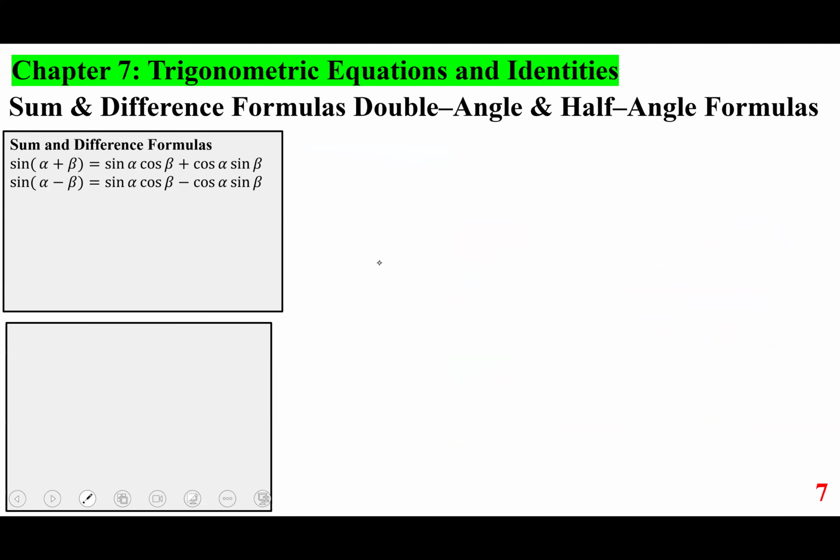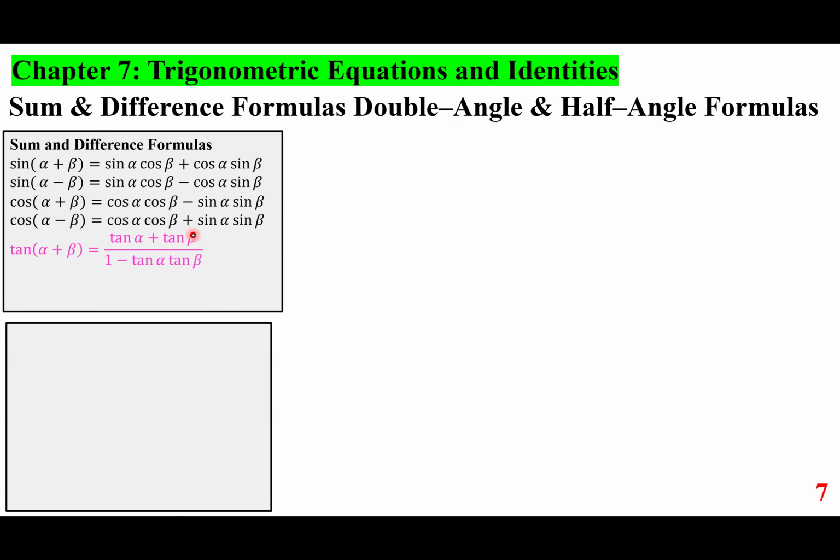Sum and difference formulas, double angle and half angle formulas. So we start with sine of alpha plus beta is sine alpha cosine beta plus cosine alpha sine beta. If you replace the beta with negative beta, cosine of negative beta is the same as cosine beta, but sine of negative beta is minus sine beta. So sine of alpha minus beta becomes sine alpha cosine beta minus cosine alpha sine beta. We have to memorize that. Cosine of alpha plus beta is cosine alpha cosine beta minus sine alpha sine beta, and cosine of alpha minus beta, you get it with plus in between.